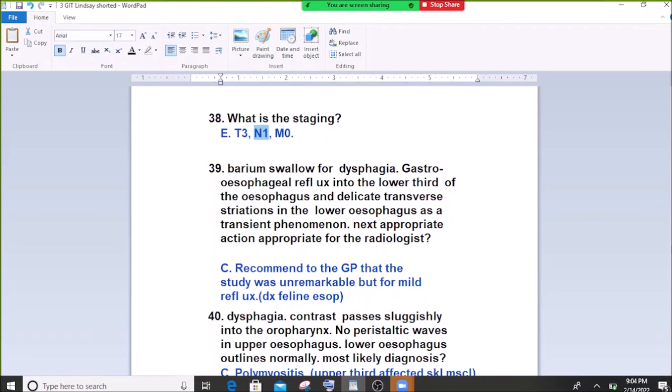39. Barium swallow for dysphagia shows esophageal reflux into the lower third of the esophagus and delicate transverse traction lines in the lower esophagus. Again, this transverse traction in the lower esophagus is feline esophagus. It is a transient phenomenon. Recommend to the GP that the study was unremarkable but for mild reflux, diagnosed as feline esophagus. Correct? When you see this, the patient already has gastric reflux. So what do we do next? Inform the GP that the study was unremarkable but for mild reflux.